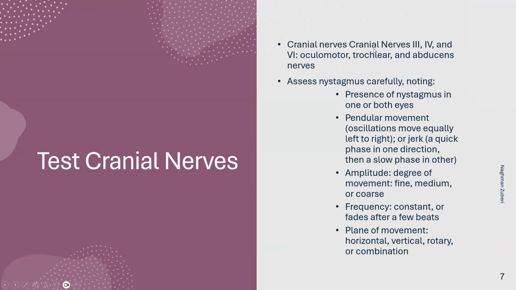Assess the nystagmus carefully, noting presence of nystagmus in one or both the eyes. Is it pendular movement, where the oscillations move equally left or right, or jerk, a quick phase in one direction, then a slow phase in the other? Check the amplitude, the degree of movement, fine, medium, or coarse, and the frequency, constant or fading after a few beats. Plane of the movement: is it horizontal, vertical, rotary, or a combination of the movements?